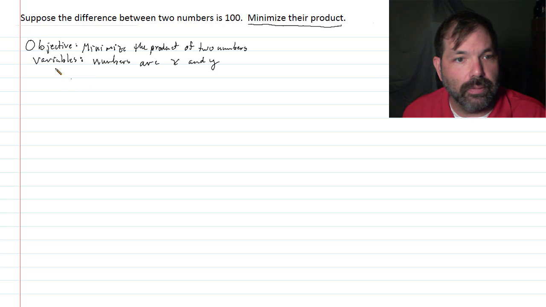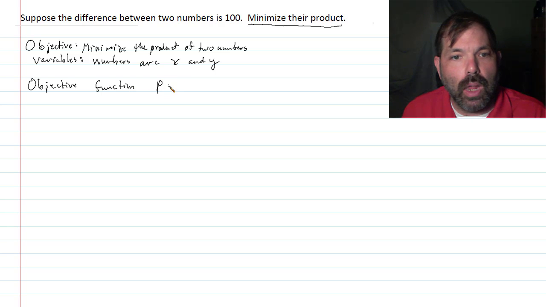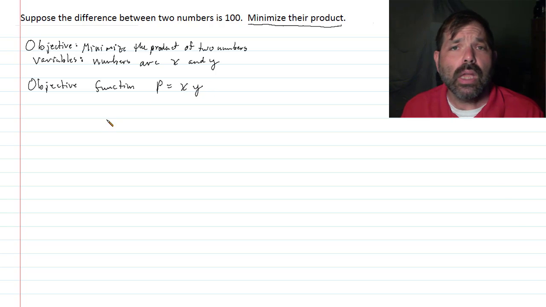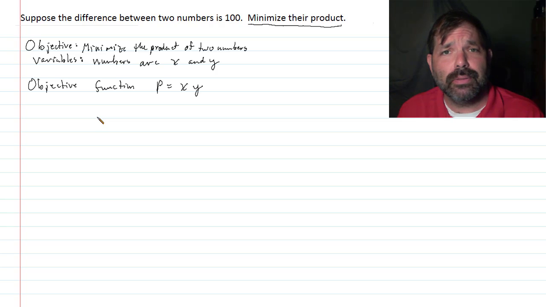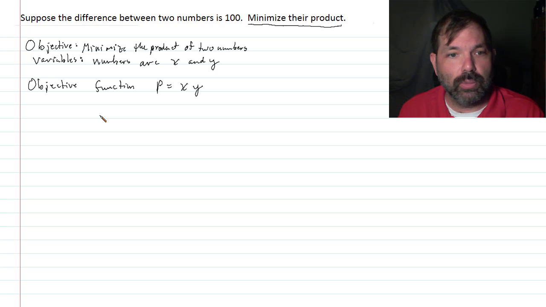So our objective function is to minimize the product of two numbers. Let's call it P for product, and the product is equal to x times y. Now, an issue here is we haven't developed the calculus necessary to work with this function. Our objective function P is now a function of two variables, x and y, and we haven't learned how to deal with that yet. We've only learned how to deal with the calculus of a one variable function. So we can't do anything with this yet.